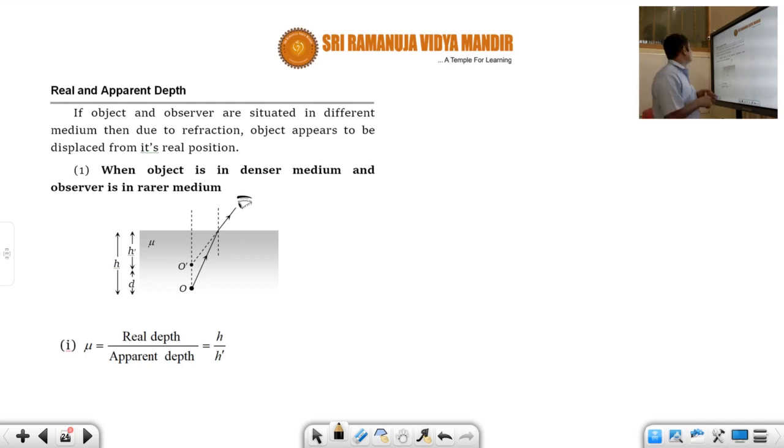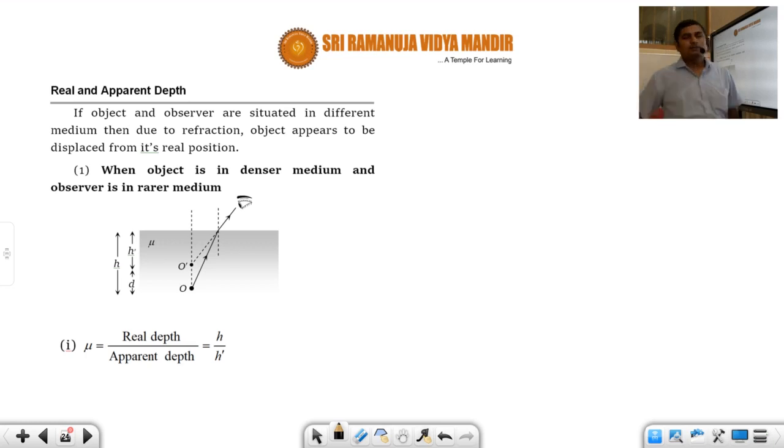Let us see here on the screen. If the object and observer are situated in different media, then due to refraction the object appears to be displaced from its real position. When the object is in one medium and the observer is in another medium, because these two are in different media, the object seems to be either nearer or farther. Now we are going to see in which case it is nearer and in which case it is far.